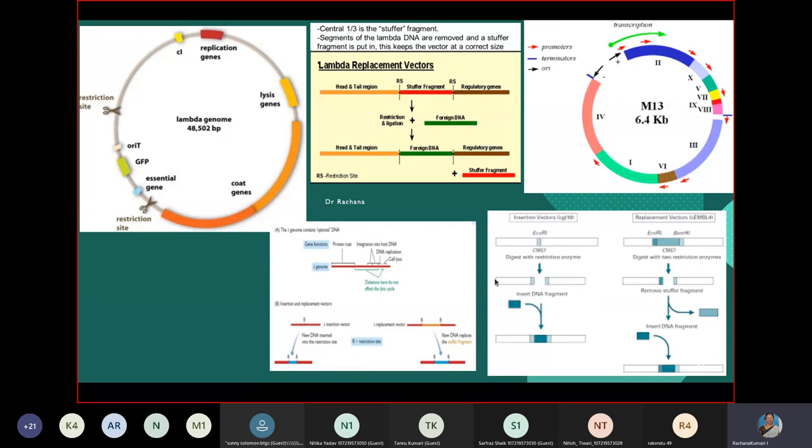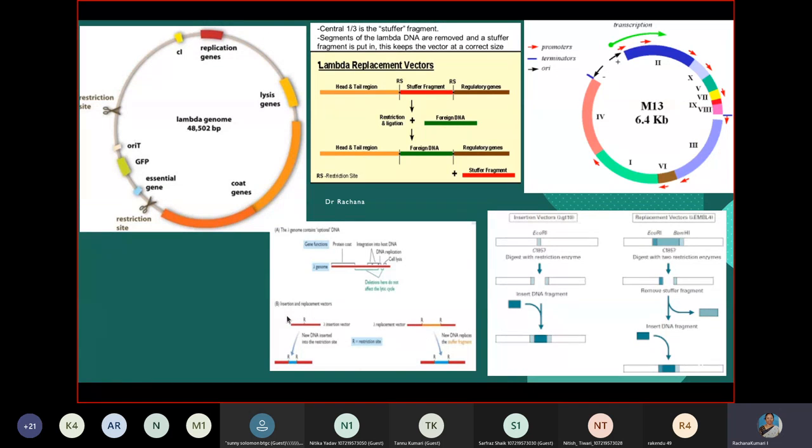Therefore, in comparison to the size of the insert which we can plan, it could be large for a replacement vector, but when it comes to an insertion vector, the size has to be restricted or comparatively smaller than the replacement vector. Understood? That's the difference.